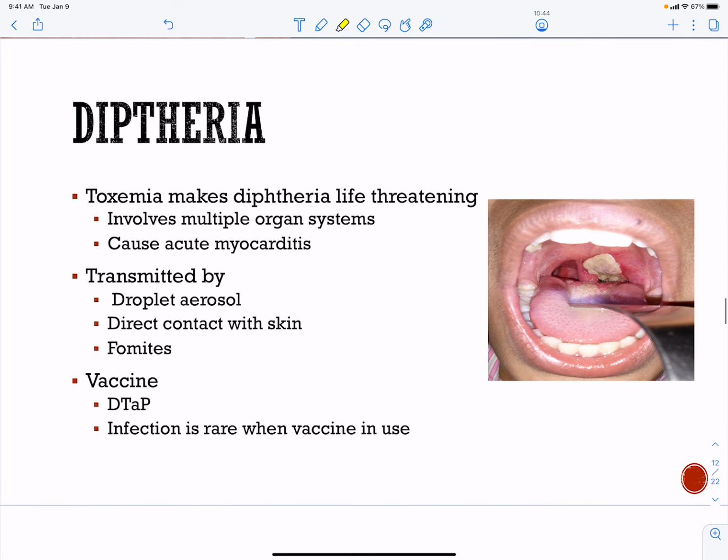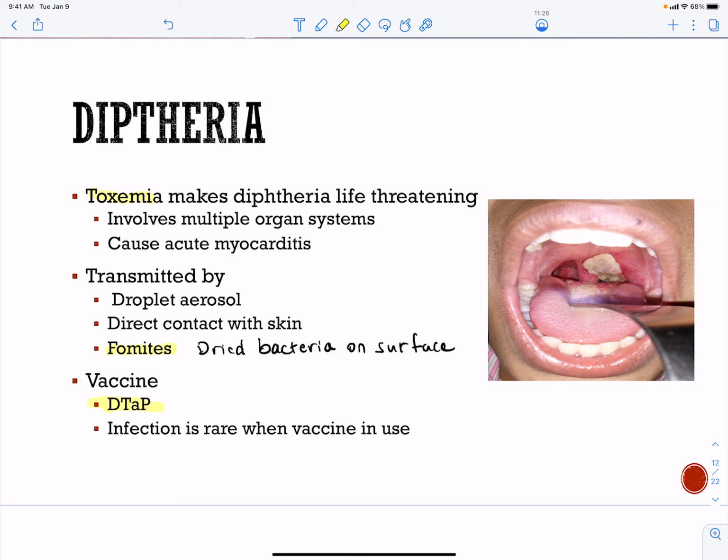Now, Corynebacterium diphtheriae is going to cause another upper respiratory tract infection, and it has a toxin. So there is a vaccine, the DTP vaccine, diphtheria, tetanus, and pertussis vaccine. So if you do take the vaccine, the infection is going to be very rare. This guy can be transmitted by aerosols. It can also form fomites. These are basically dried bacteria that land on a surface. And you touch that surface with your hands, and then you bring your hands to your face, and then you can inhale the fomites, and you can get infected that way as well.